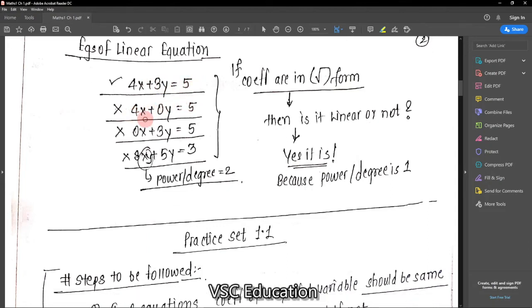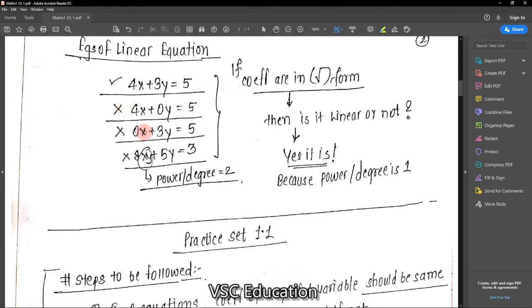The second example is 4x plus 0y is equal to 5. Here the coefficient of y is 0. If 0 is there, then only one variable is available in that equation, so it is not a linear equation.